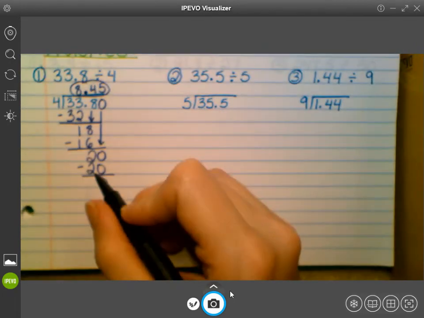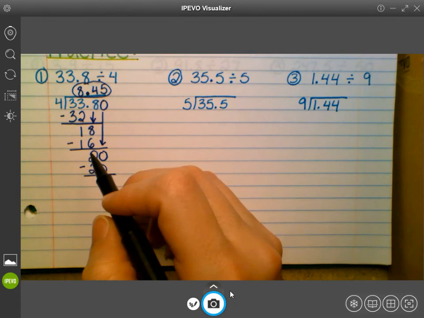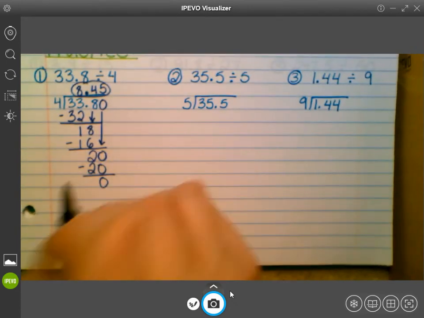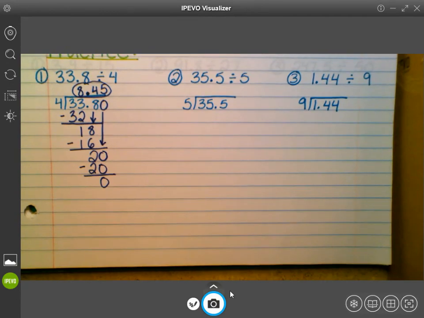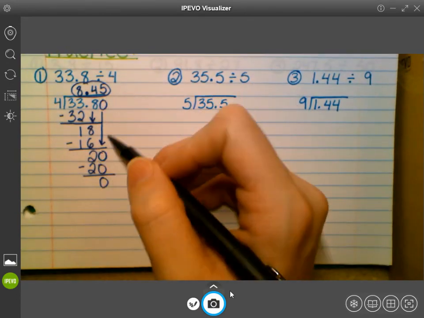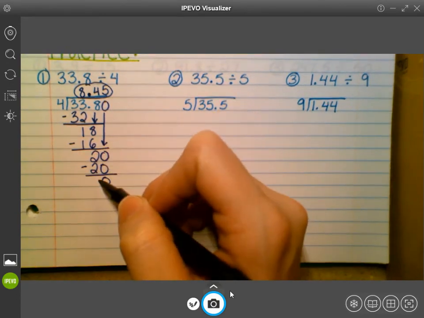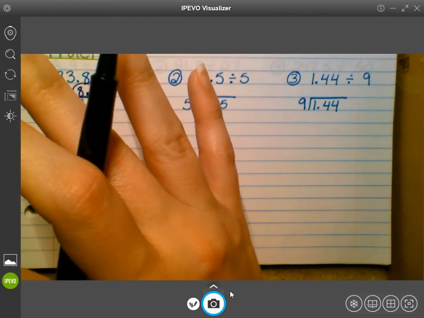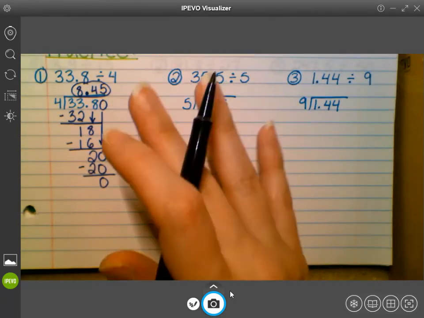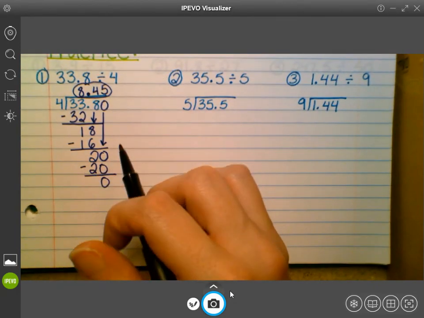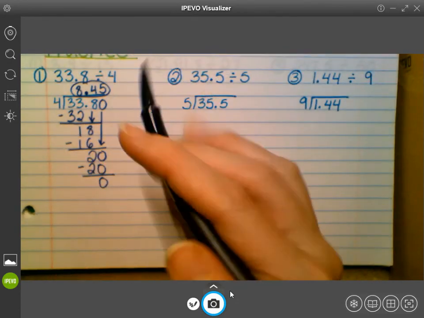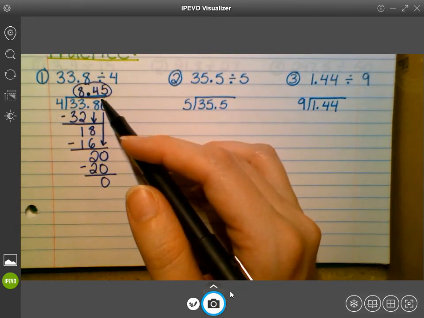If you wind up with like a 2 and you're like, well, 4 can't go into 2, add on that 0 and suddenly you can keep going. Now, my rule of thumb is if you add on 3 zeros and you still haven't gotten a clean answer with a 0 at the end, then you stop and what you have at the top is your answer, okay?